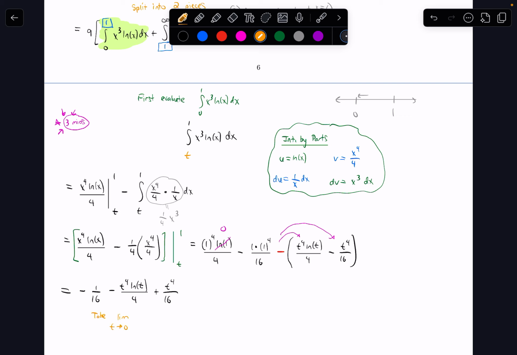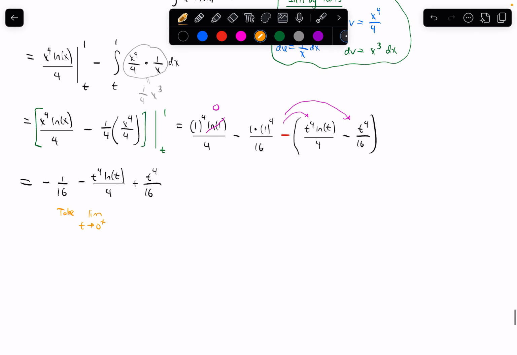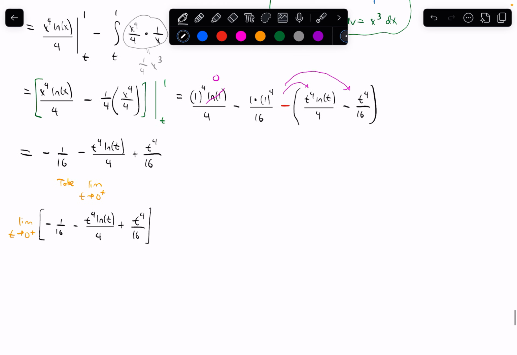Take a limit as t approaches 0, but from the right side. So I'll put a plus sign. Okay, so let's do that. Let's write the limit as t approaches 0 from the right of this thing that I'm getting now. So I'll put a big ol' bracket around it. I got minus 1 over 16, and then minus t to the 4th ln of t over 4 plus t to the 4th over 16. Okay, so I got my function. I have to take the limit of this now.